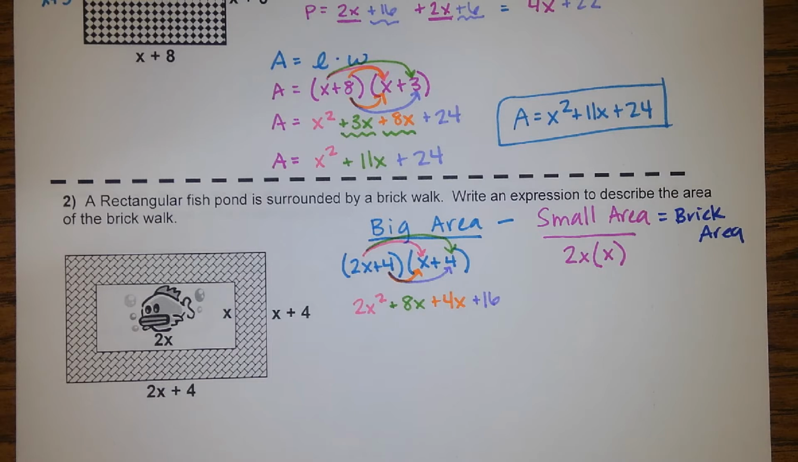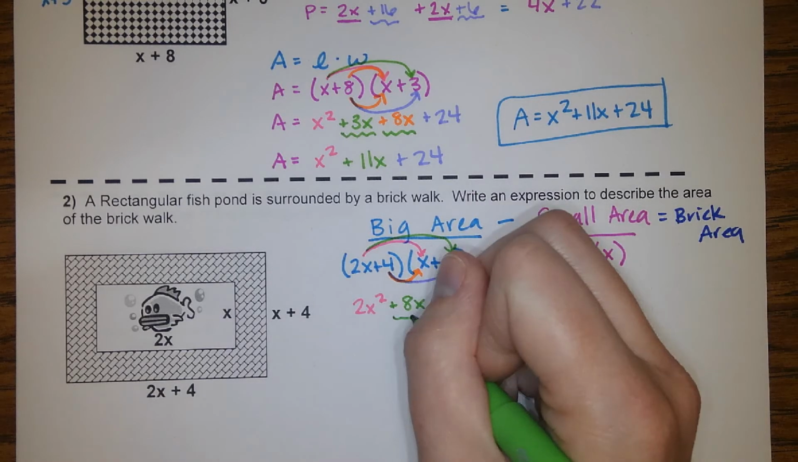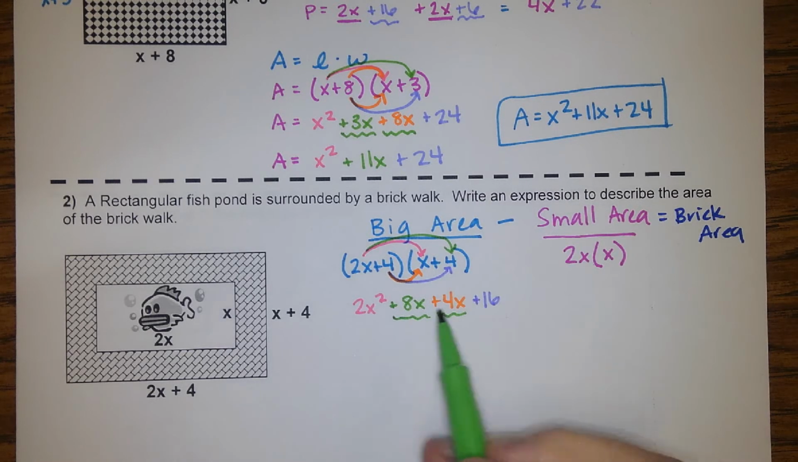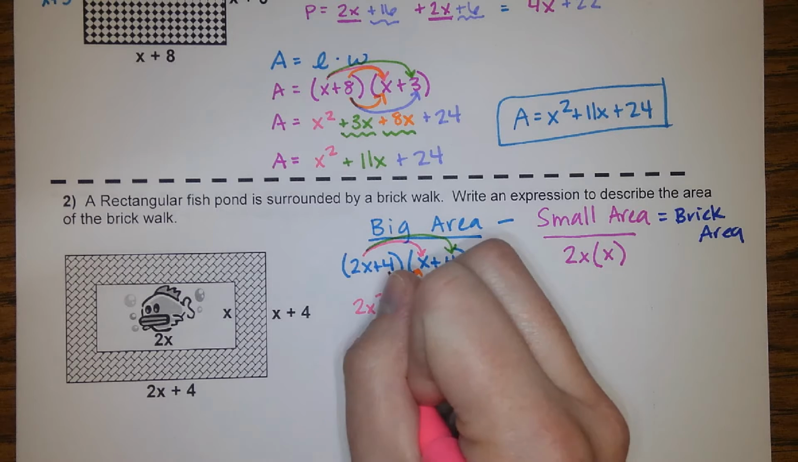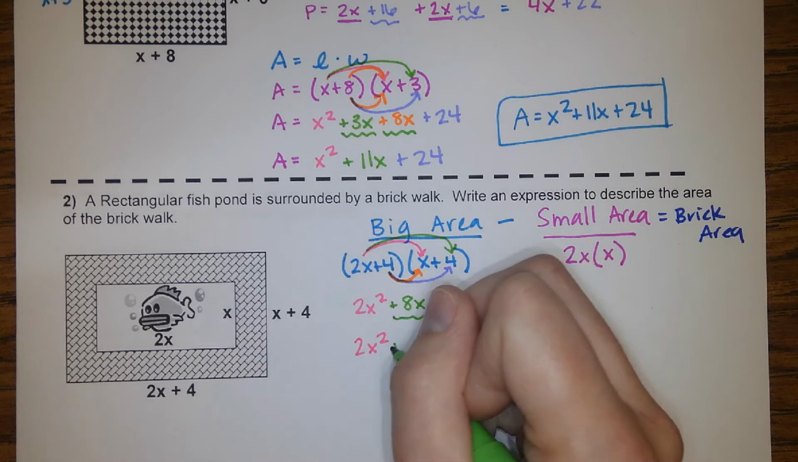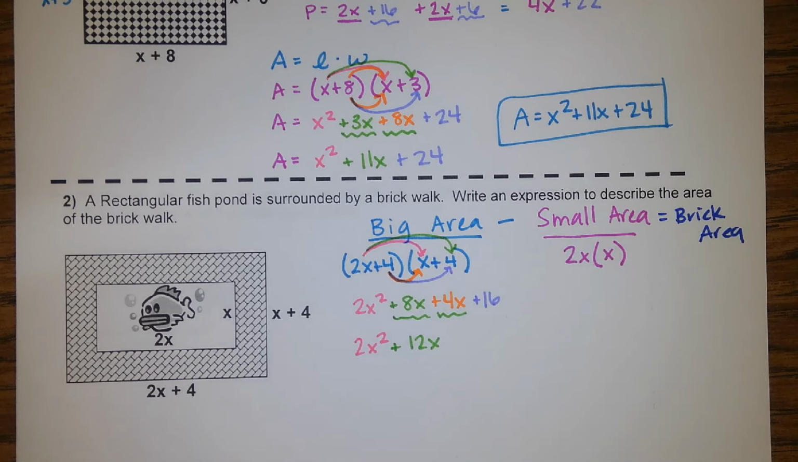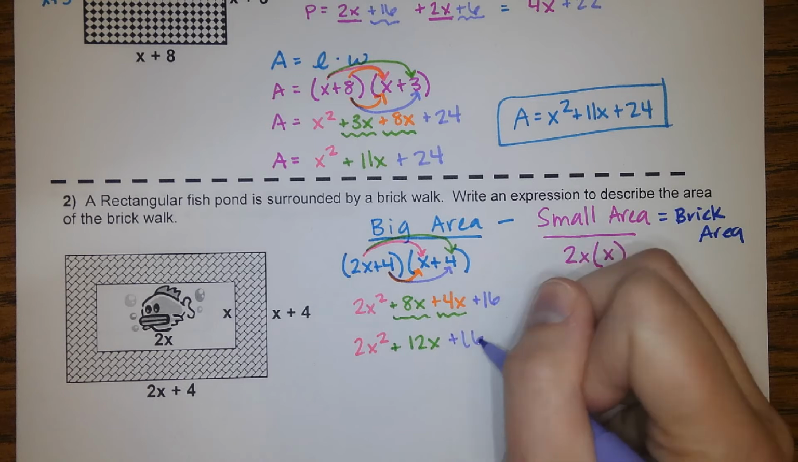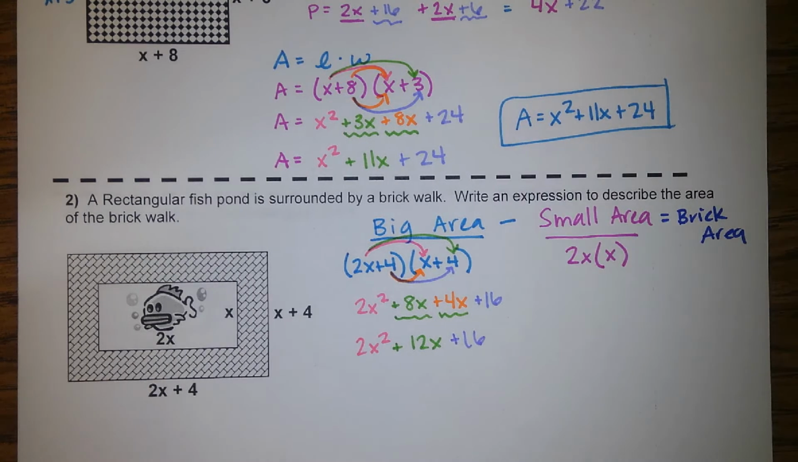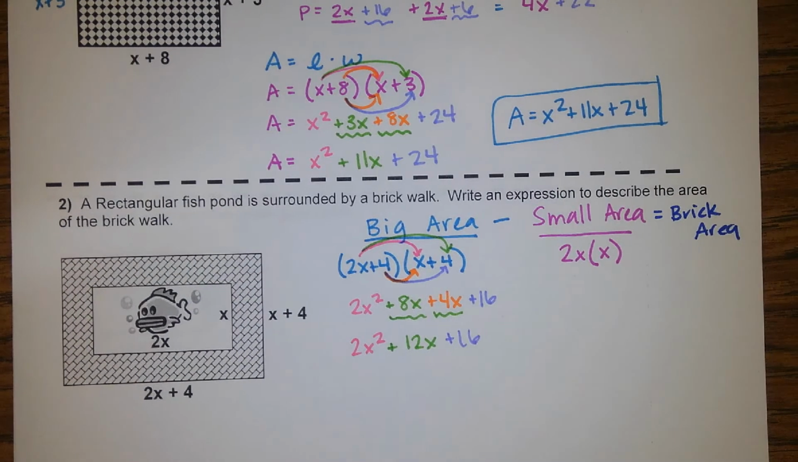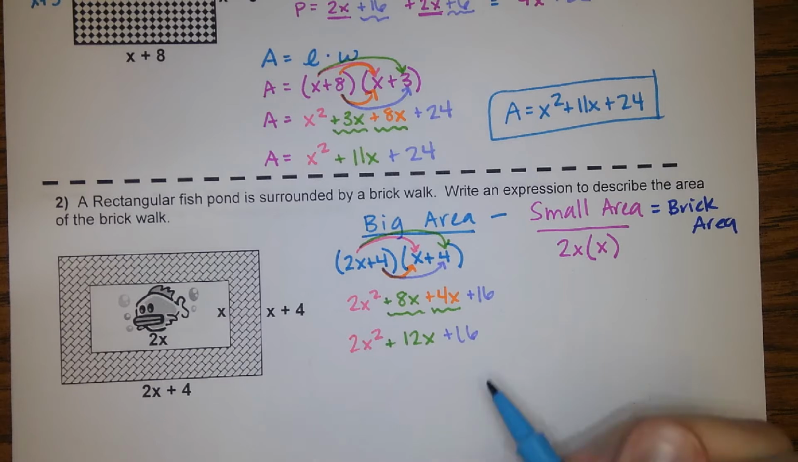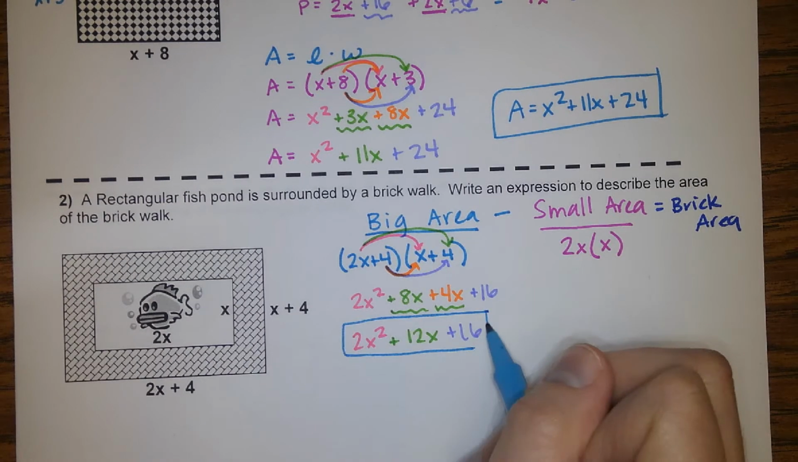All right, so now we're going to go ahead and simplify these. So we have 8x and 4x that we need to simplify. There's no other 2x squared. So that would become 2x squared plus 12x plus 16. Excuse my emails. Okay, so that would be the area for the big area right here. All right, so that would be our big area.